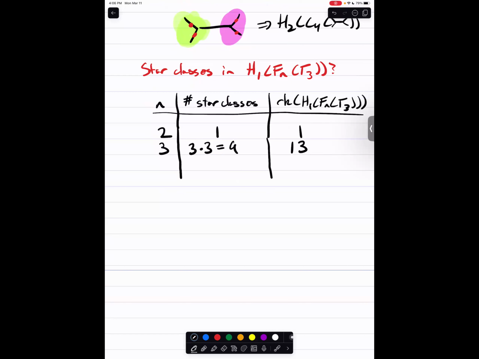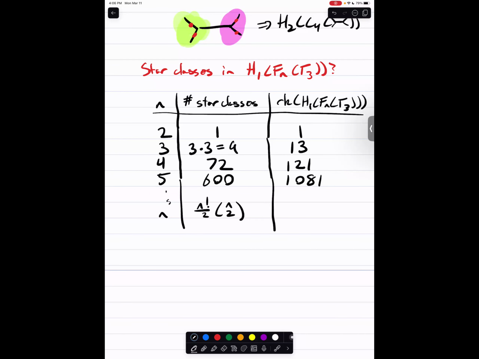Maybe these classes die off. We don't quite know. But if we continue on, it turns out that there are 72 star classes when we have 4 particles, and the rank of homology is 121. When there are 5 particles, you have 600 star classes, and the rank of first homology is 1081. We continue on with this trend, and we see that for general n, there are n factorial over 2 star classes times n choose 2.